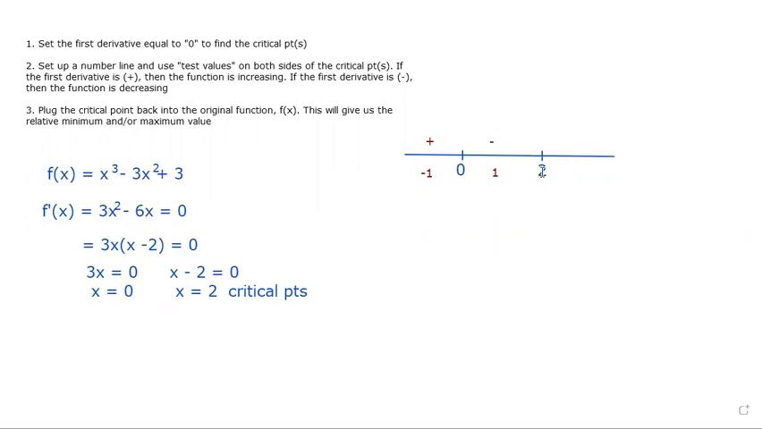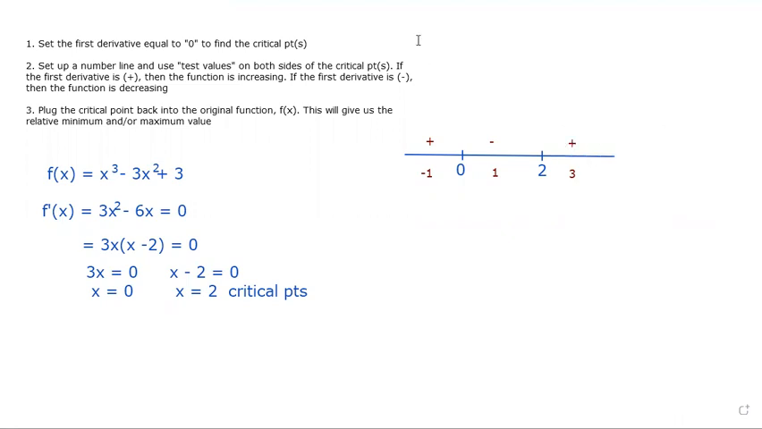And now we want to choose any number larger than 2. You can use 3, 4, 8, 100. It doesn't matter as long as it's larger than 2. But once again, let's plug it back into the first derivative. 3 times 3 is 9, and 3 minus 2 is 1. The result here is going to give us a positive number. So once again, this will be positive.